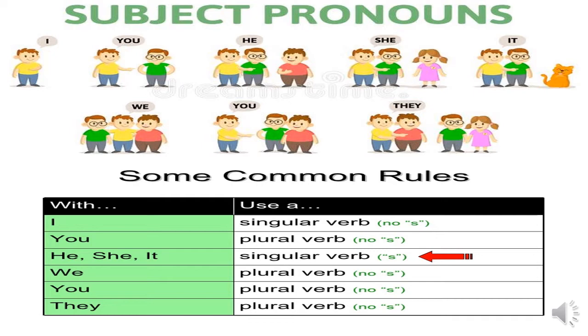Well, I have given you the subject pronouns through pictorial representation, and the common rules that apply here: I is with the singular verb, you with plural verb, he, she, it will be singular verb with s, and then we with plural verb, you with plural verb, and they with the plural verb.